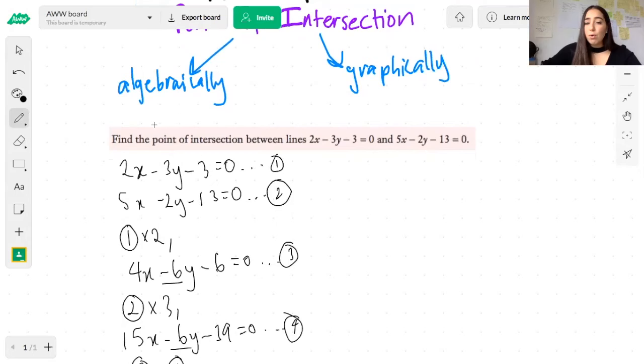So the actual point that they're asking for is going to have an x value of 3 and a y value of 1. So that is the answer to the question. That's how you do it when you solve it algebraically. But you can also solve this graphically. In order to do that, we need to draw these on a Cartesian plane.